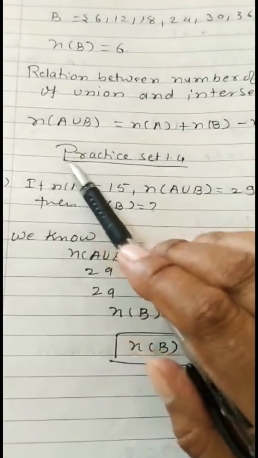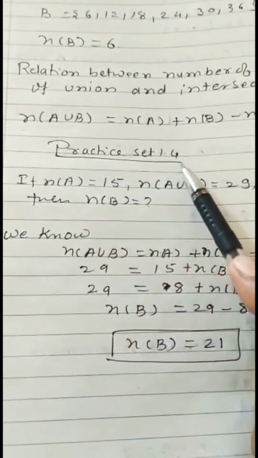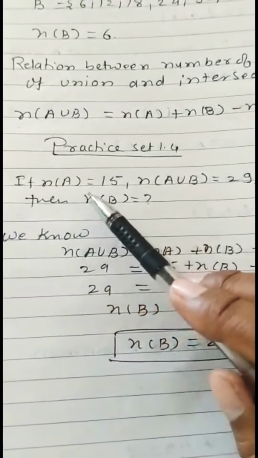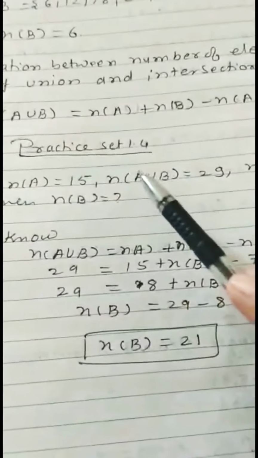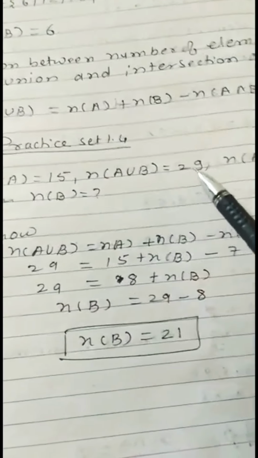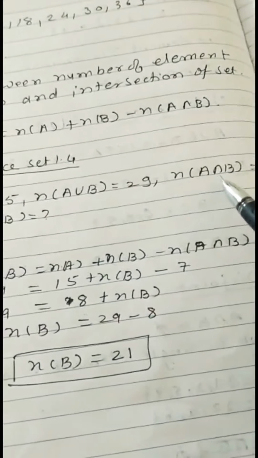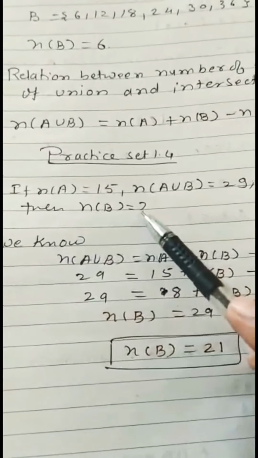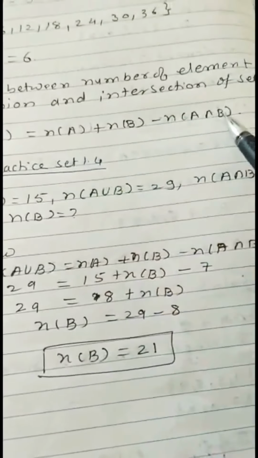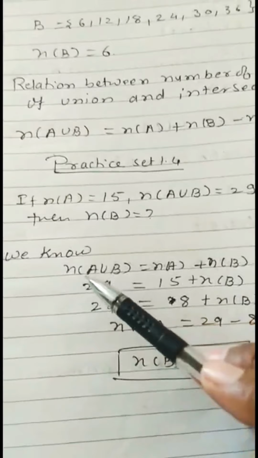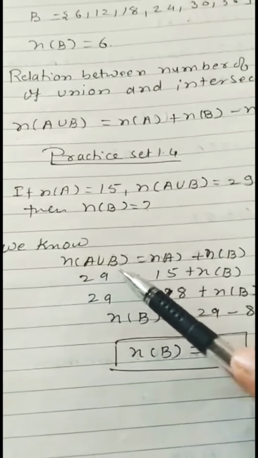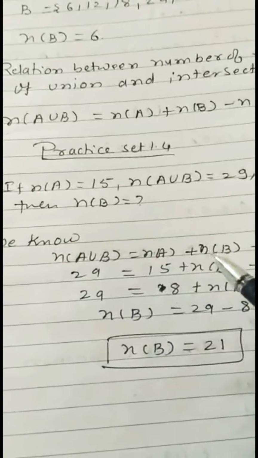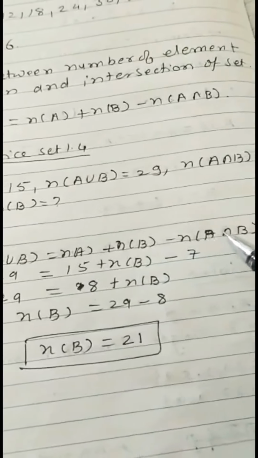Now practice, we start practice set 1.5. Question number 1. If the number of elements of A is 15, number of A union B is 29, number of elements of A intersection B is 7, find the number of B. We will use the relation we just saw, that is the formula. We know that n(A union B) is n(A) plus n(B) minus n(A intersection B).